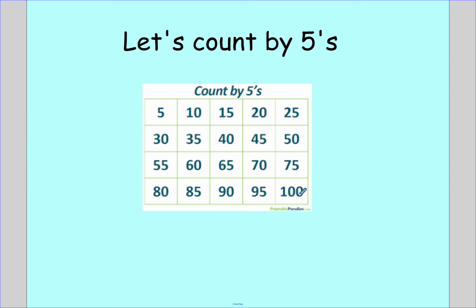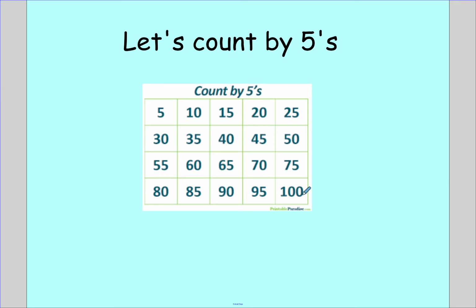Let's do that again together. Get your pointer finger ready. Start on the number 5. Nice and loud. 5, 10, 15, 20, 25, 30, 35, 40, 45, 50, 55, 60, 65, 70, 75, 80, 85, 90, 95, 100.